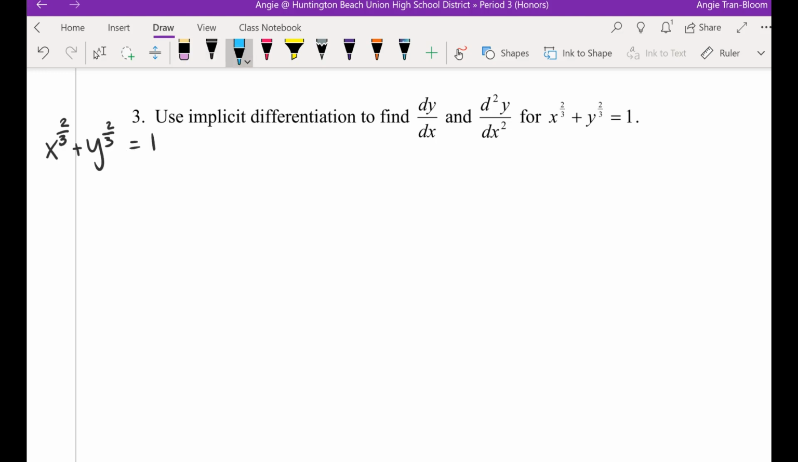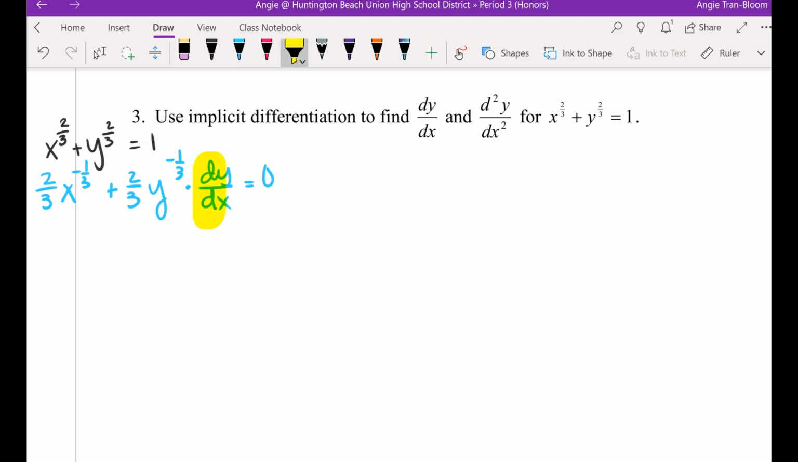So I'm going to do the first derivative. The power rule says I'm going to drop down the power times x to the power minus 1, so negative 1/3. Drop down the power, positive 2/3 times y to the negative 1/3. Now, because I am doing the derivative with respect to x, I need to multiply by y prime, or dy over dx. The derivative of 1 is always 0.